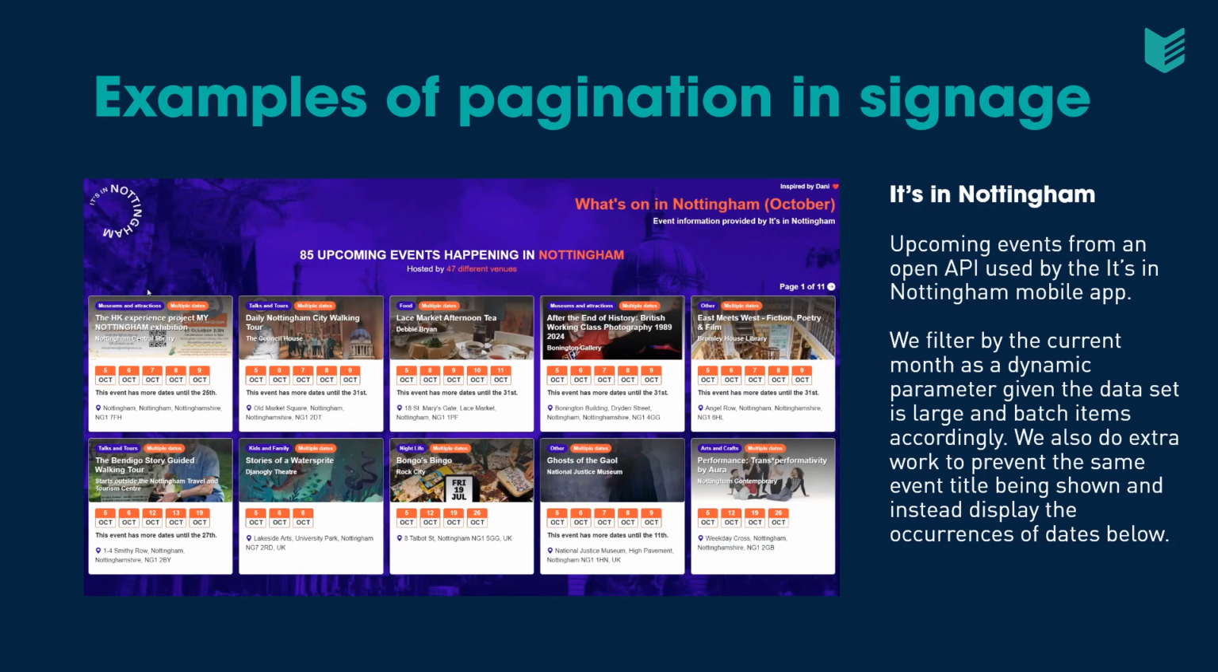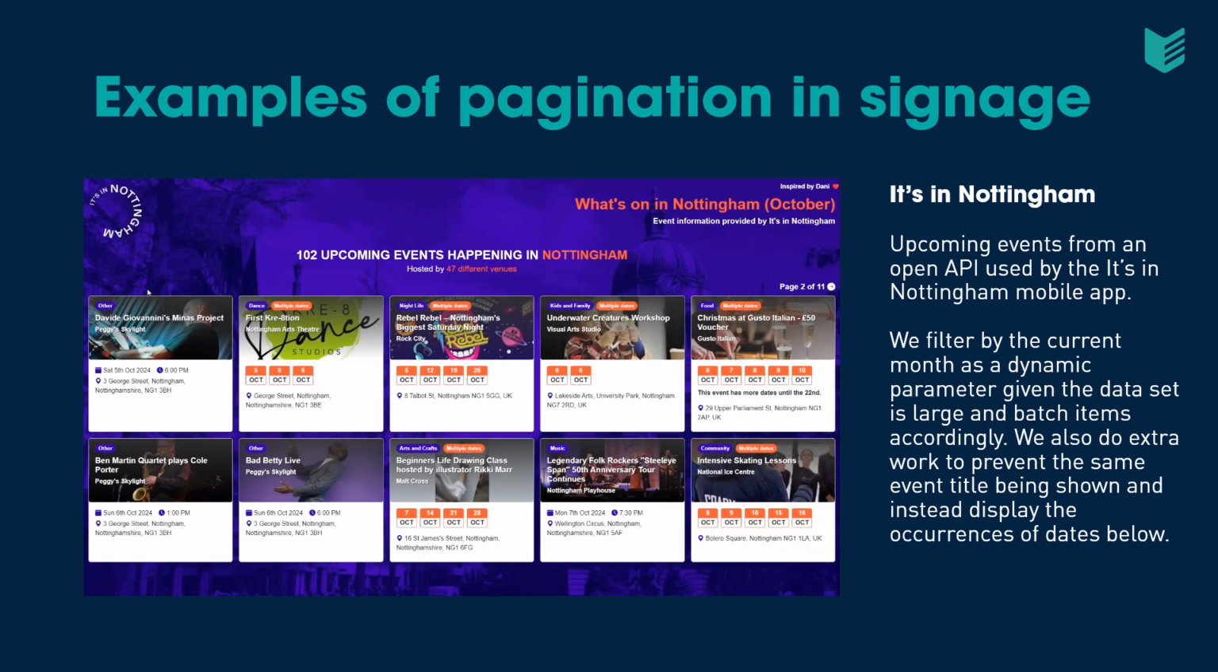So, examples of pagination in digital signage. Here we've got the It's in Nottingham events layout, called What's On in Nottingham, named after the company behind it, It's in Nottingham. This is from an open API that serves their mobile app. We determined that the most optimal display of items is 2 rows of 5 per column, so that gives us 10.